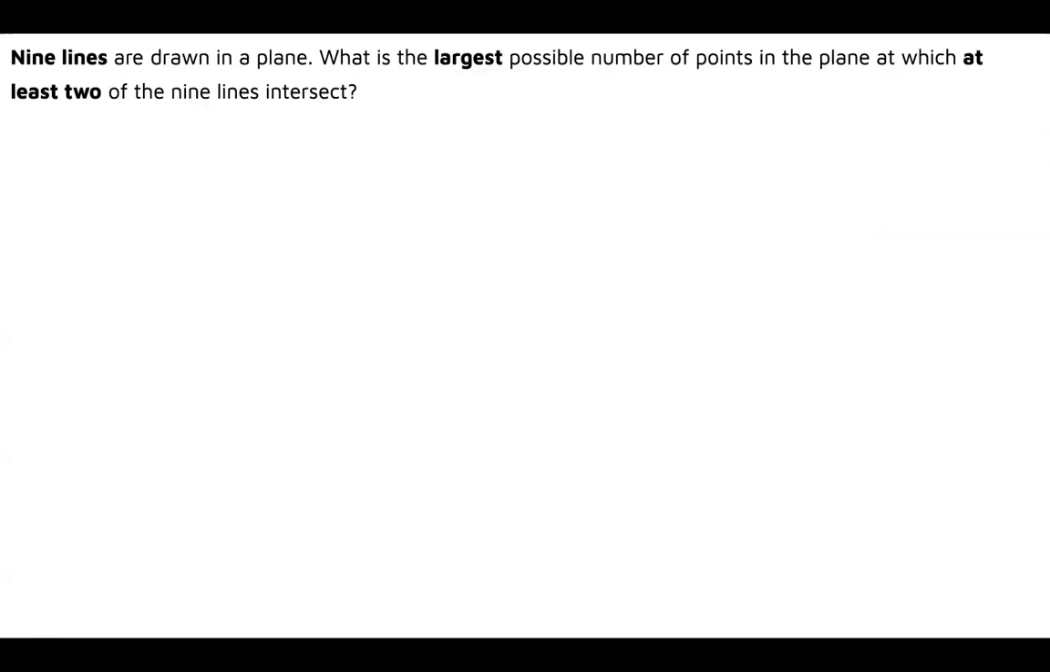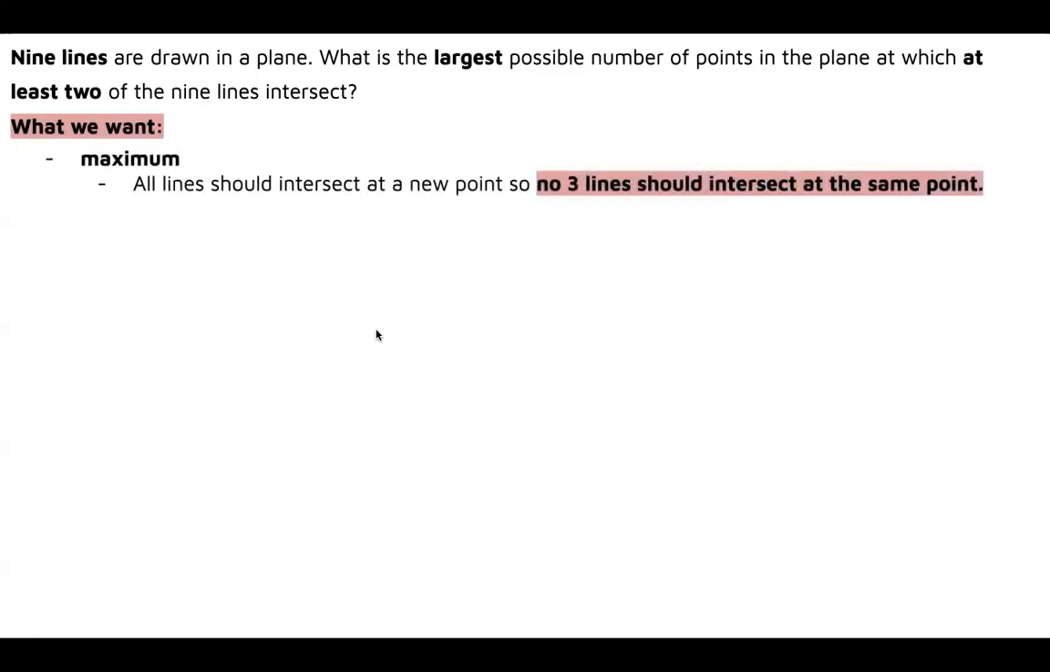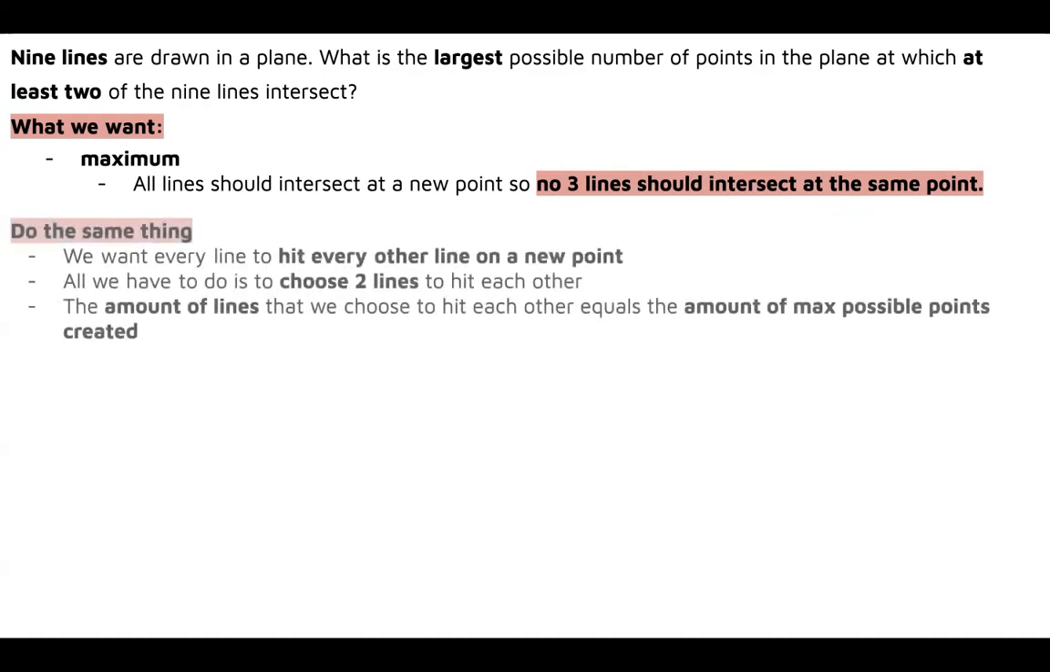This time it's 9 lines, not 3 lines. We still want the same thing. We want the maximum. All lines should intersect at a new point, so no more than 2 lines should intersect at the same point. This means that 2 lines can intersect at a new point, obviously, but 3 lines, 4 lines, 5 lines, 6 lines, greater than 2, should not intersect at the same point. This shouldn't matter with the faster method that I explained, but I just want you to make sure that you know and understand what I mean.